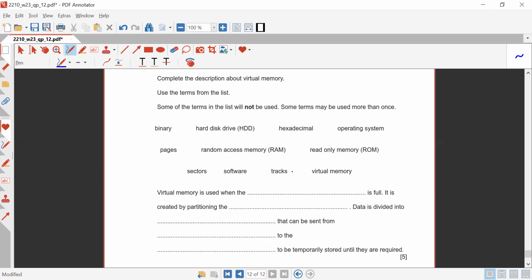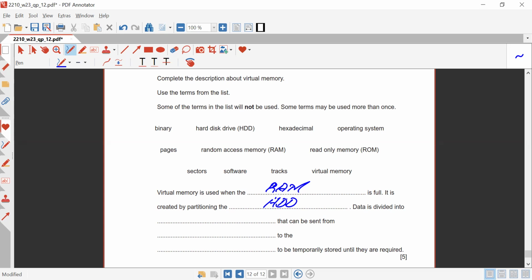Now what is the first one? Virtual memory is used when the dash is full. When are we utilizing virtual memory? We are utilizing virtual memory when the RAM is full. It is created by partitioning the dash. You are going to partition the hard drive. If they have given the option of SSD, you can utilize the SSD as well. So you will be utilizing the HDD. You need to write down the complete formats. I'm just writing the short form, but you need to do it in full.